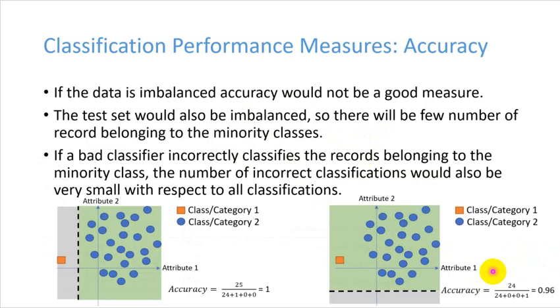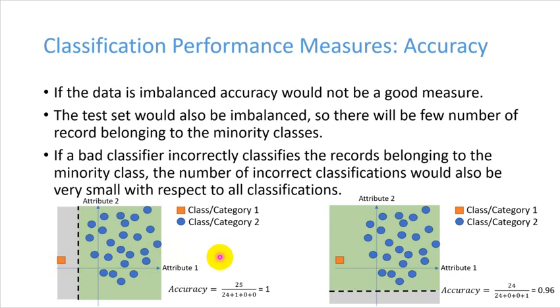But the accuracy is not a good measure always, especially when we have imbalanced data. By imbalanced data, I mean when for one class we have a lot of data samples, like this one for class 2 or category 2, we have 24 samples. And for one class, we have too little samples in regard to the other one. Here we have only one sample for category 1.